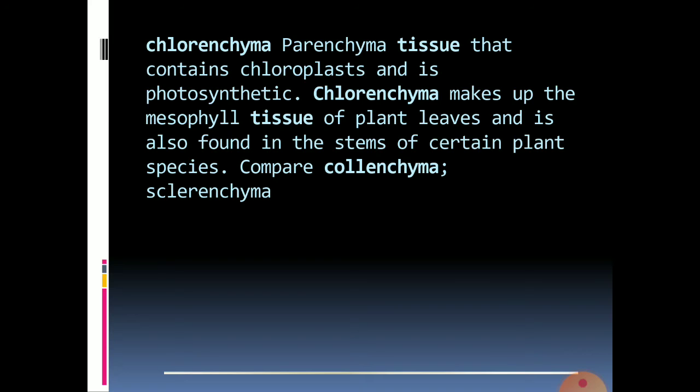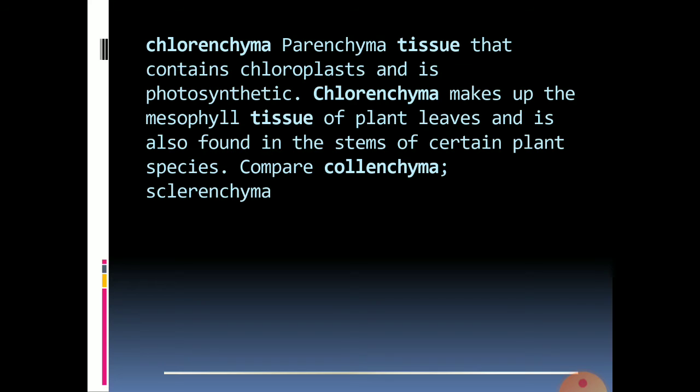Chlorenchyma, again it is a type of parenchymatous tissue. Chlorenchyma, as the name suggests, chlora means it consists of chloroplast, and it is photosynthetic, means due to the presence of chlorophyll, it can perform the process of photosynthesis. Photosynthesis means it can prepare its own food. So chlorenchyma make up the mesophyll tissue of the plant leaves and is also found in the stem of certain plant species. So we can compare chlorenchyma and sclerenchyma in the next slide.